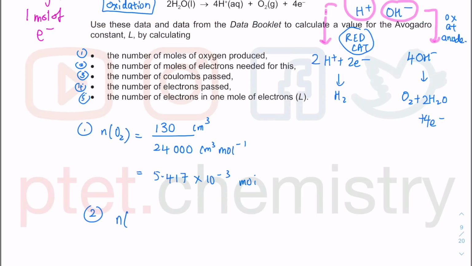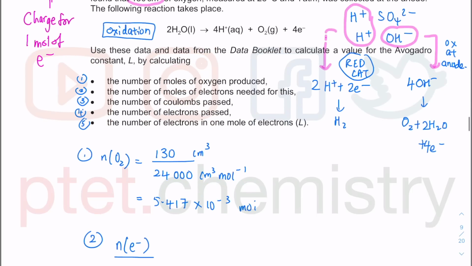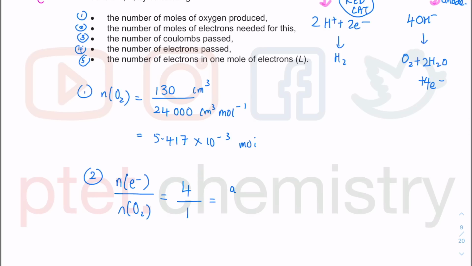Now, what is the number of mole of electrons? From the equation, 4 mole of electrons is produced along with 1 mole of oxygen. So I will relate the mole of electrons to the oxygen. 4 mole of electrons is to 1 mole of oxygen, so what is my actual mole of electrons is to the 5.417 times 10 to the minus 3 mole of oxygen. Students who are used to my channel know that this is the usual method I like to use when I talk about my mole ratio.